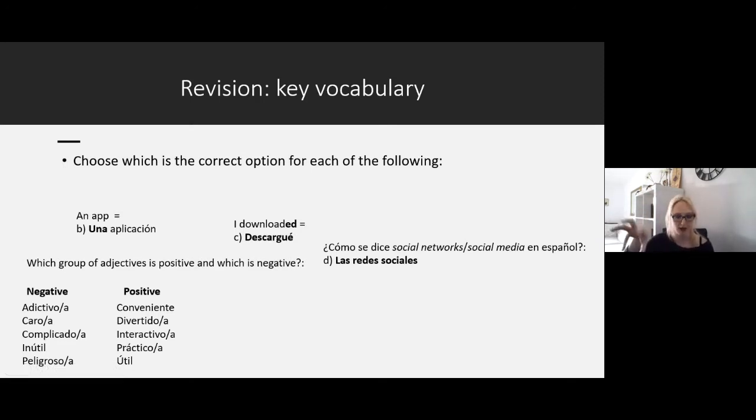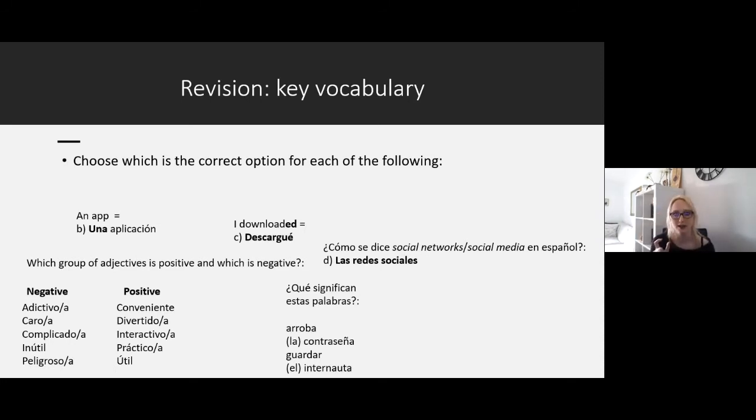So this was checking your vocab, so well done. So convenient, fun, interactive, practical, useful, these are all positive adjectives. Whereas on the left, addictive, expensive, complicated, useless or not useful, and dangerous, they're all negative adjectives. Muy bien. And then finally, I've got a group of words here. So, ¿qué significan estas palabras? So let's go very quickly through each one.